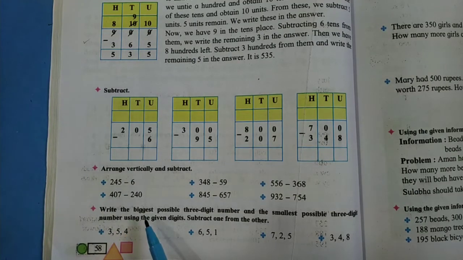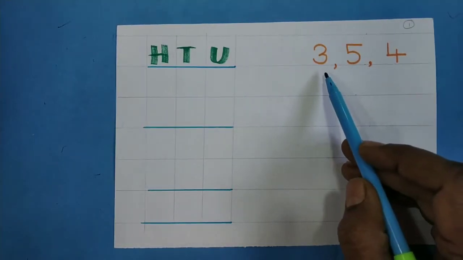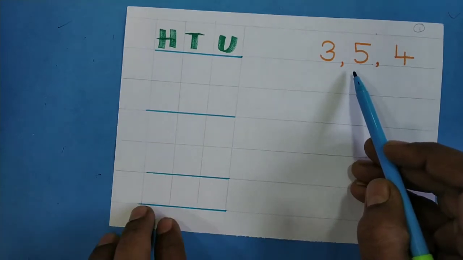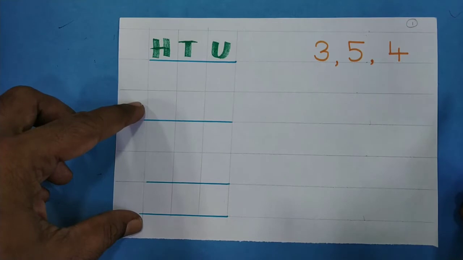Write the biggest possible 3-digit number and the smallest possible 3-digit number using the given digits. Subtract one from the other. The given digits are 3, 5, 4. Now let us make the biggest possible 3-digit number.